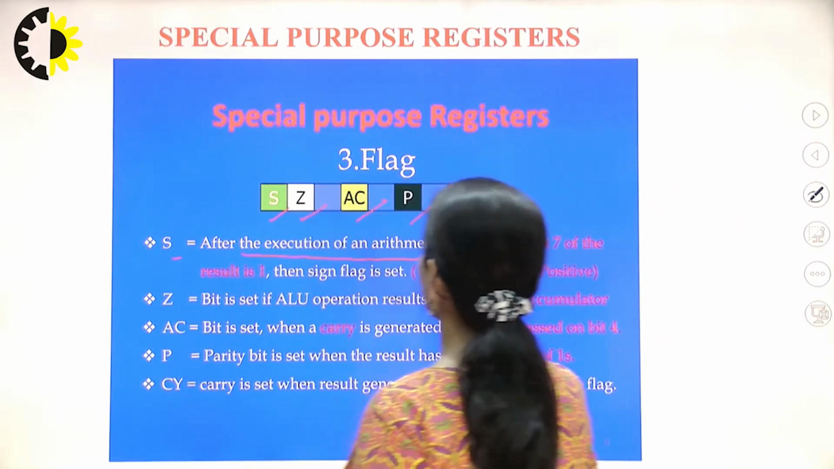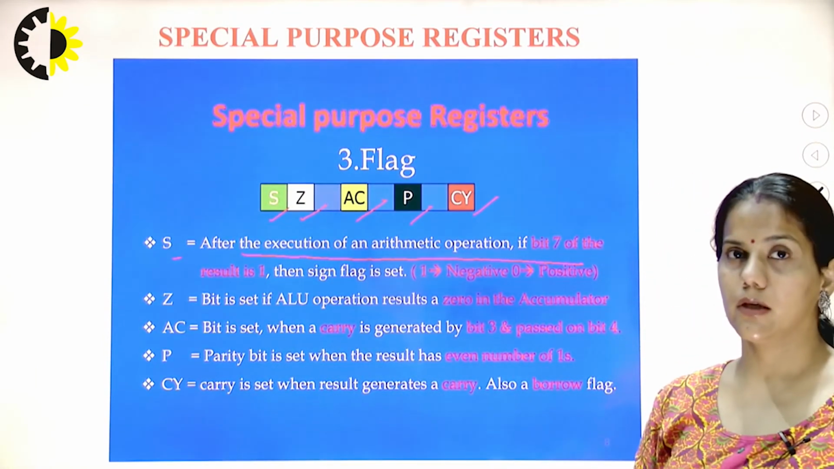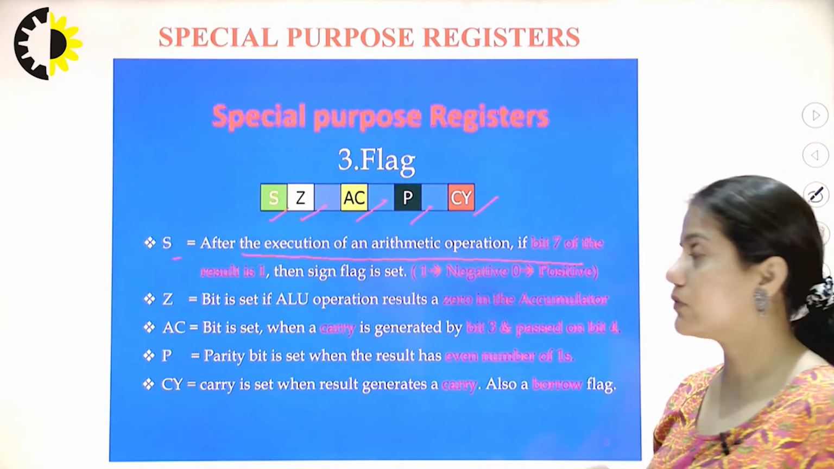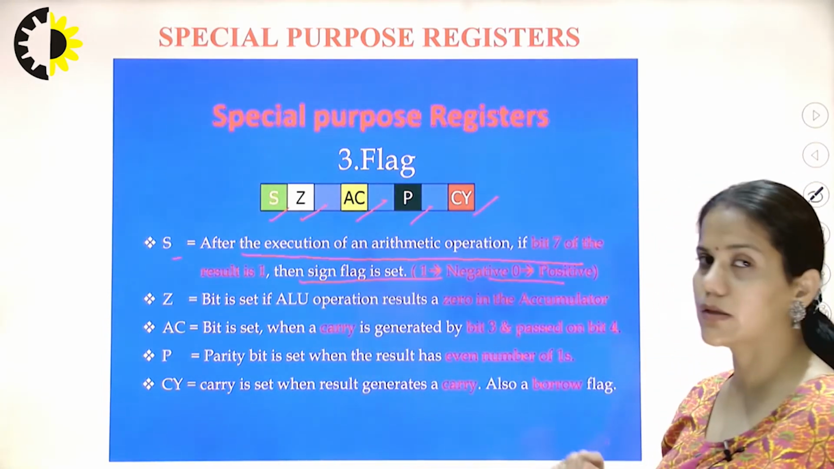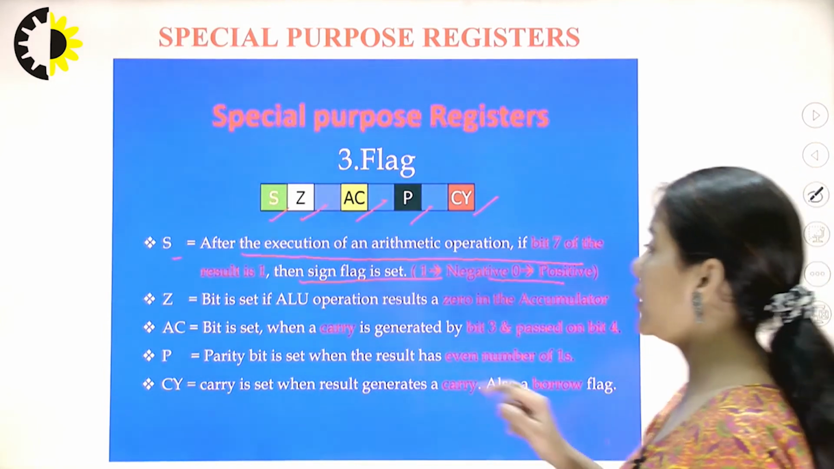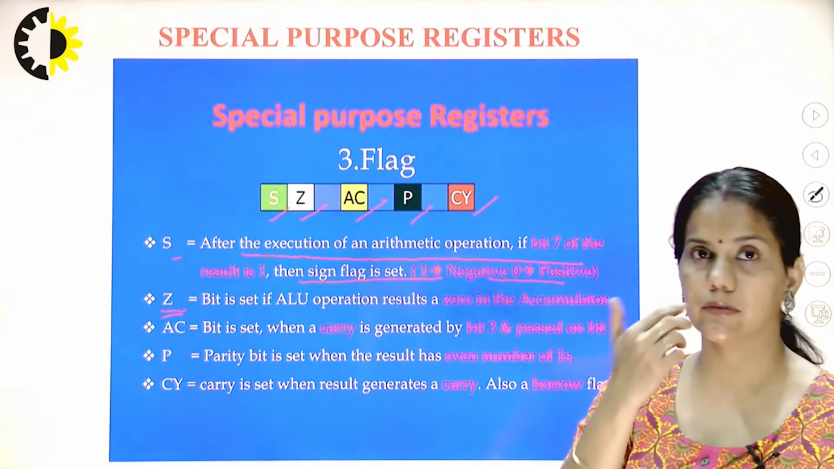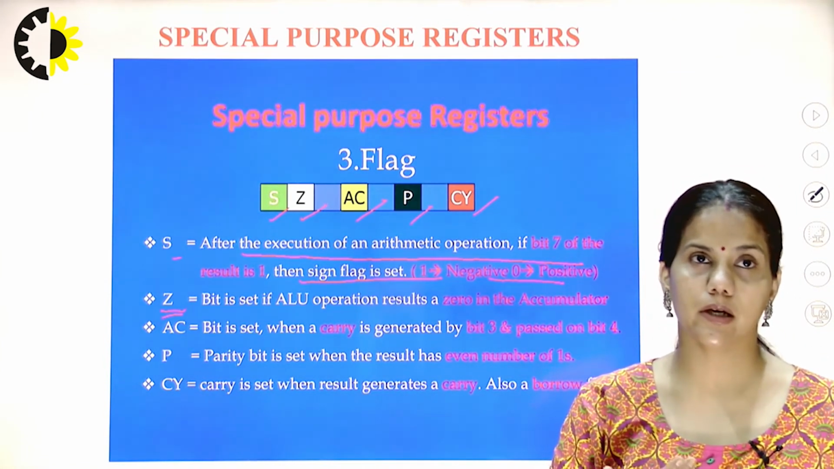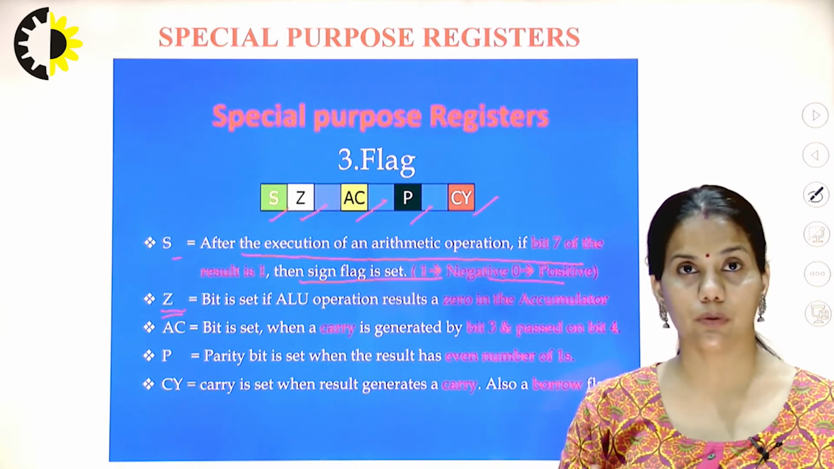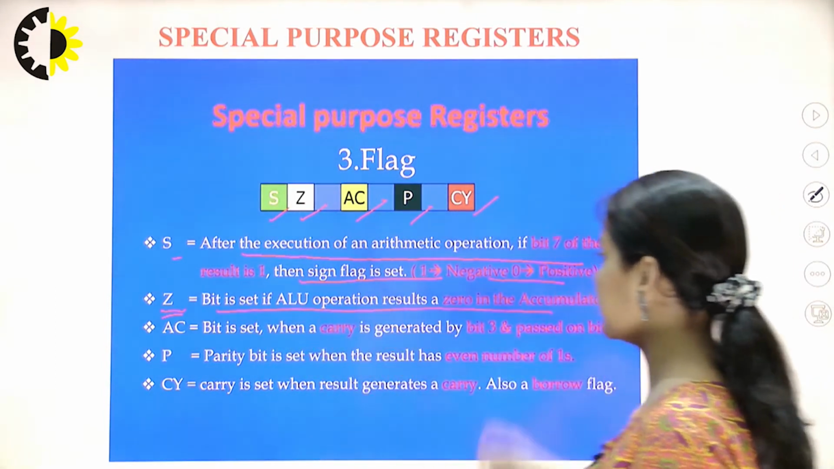So what is the significance of S? After the execution of an arithmetic operation, if bit 7 of the result is 1 during the signed operation, then the sign flag is set, otherwise reset. Similarly, Z denotes the zero flag. If after the ALU operation the contents of the accumulator are 0, then this flag is set, otherwise reset.